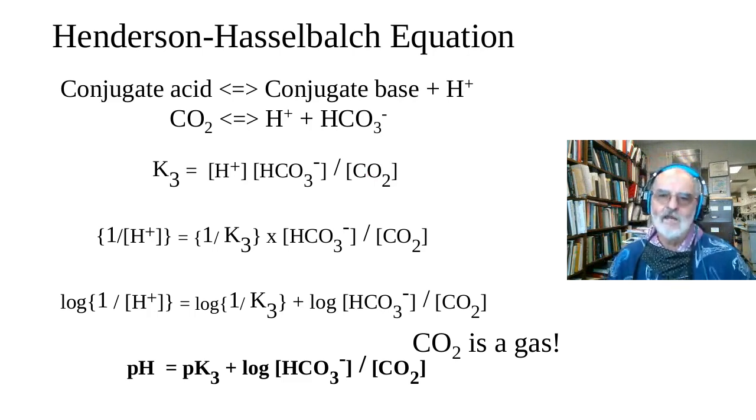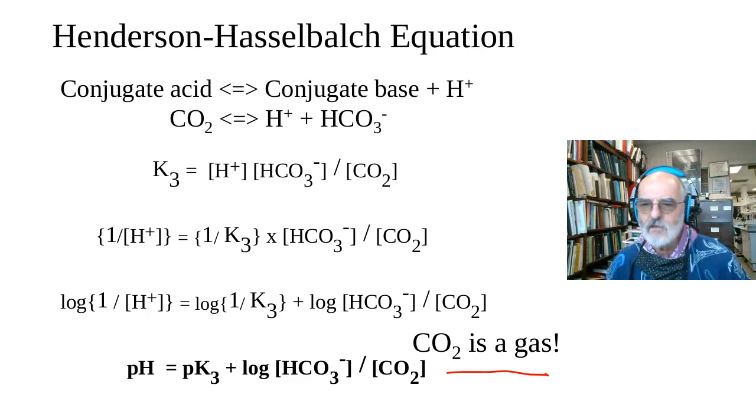All right, now let's rederive Henderson-Hasselbalch for the fact that CO2 is a gas. It's the same equation, but all we're going to do is take into effect the concentration units of the CO2. Here's the overall equilibrium: CO2 is in equilibrium with bicarb and acid. Here's the equilibrium constant: proton times bicarb divided by CO2. We rearrange this, 1 over H on the left, 1 over K3, and take the logarithms. We end up with pH equals pK3 plus the log of the bicarb over the CO2. But the important thing here is that CO2 is a gas.